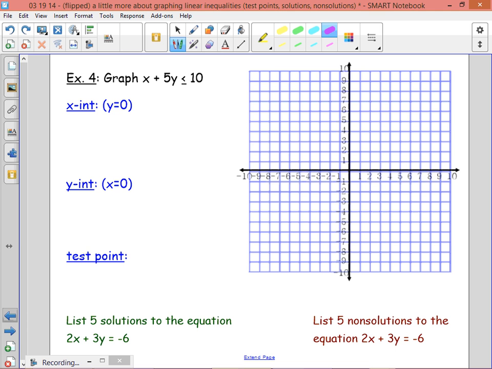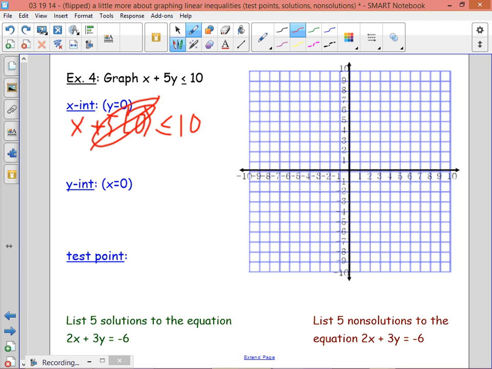So graph x plus 5y is less than or equal to 10. Again, I'm going to graph this very quickly by using my intercepts. The x-intercept is where y is 0. So x plus 5 times 0 less than or equal to 10. Actually, I'm going to graph the equation, so equals 10. So I have x equals 10.